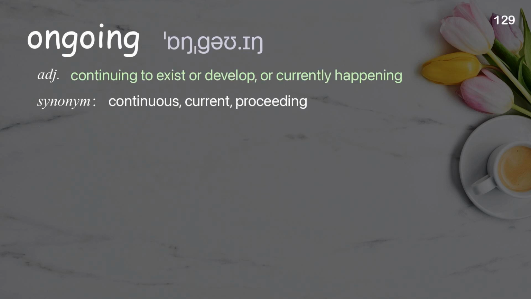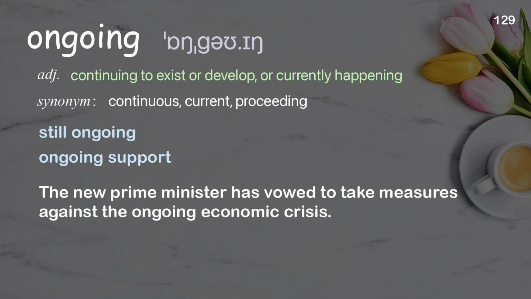Ongoing. Continuing to exist or develop, or currently happening. Examples: still ongoing, ongoing support. The new Prime Minister has vowed to take measures against the ongoing economic crisis.